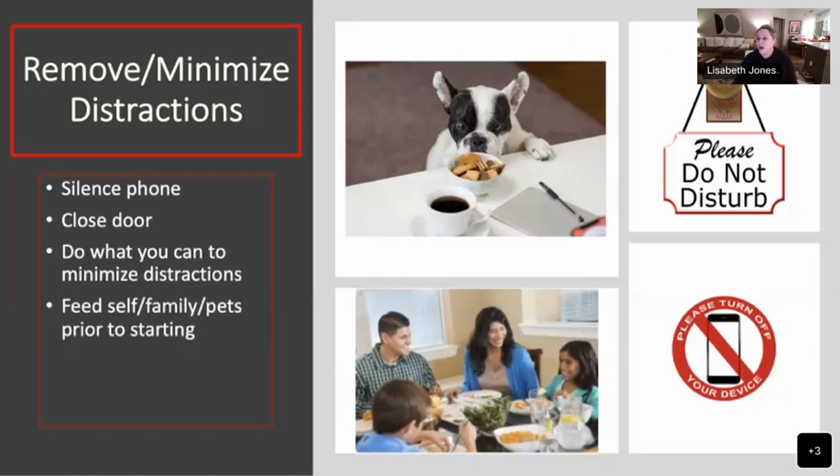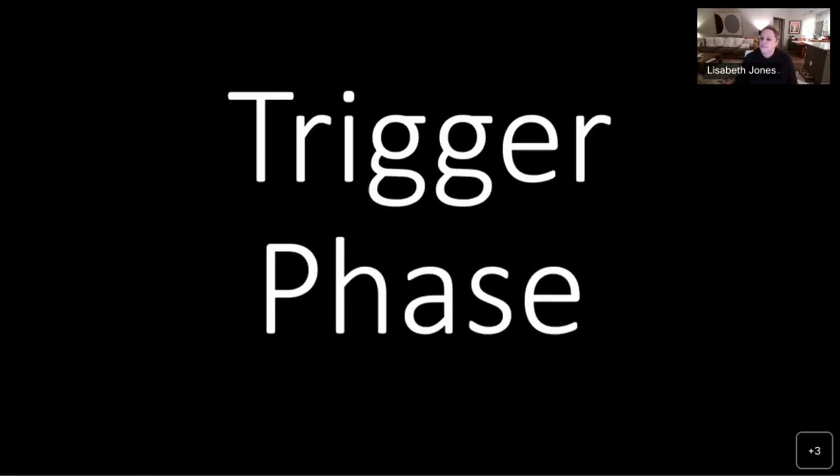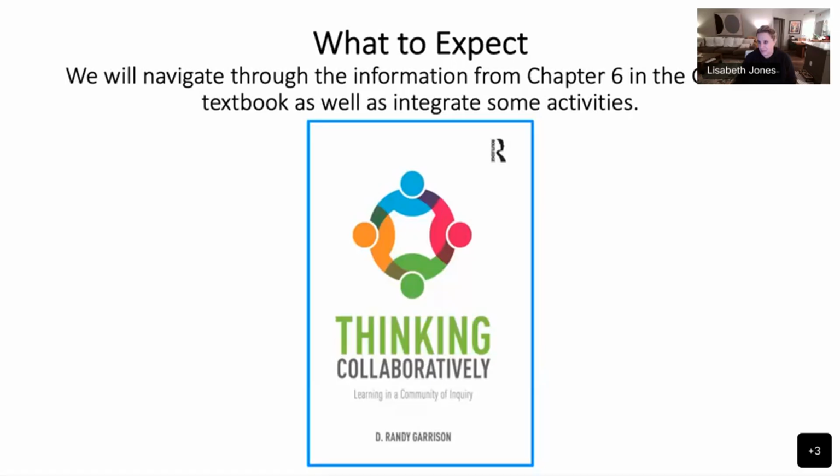Today we're going to be talking about shared metacognition. What we're going to expect today is that we were assigned reading from the Garrison textbook, chapters 5 and 6. The lecture is going to focus on shared metacognition, which is actually from chapter 6.